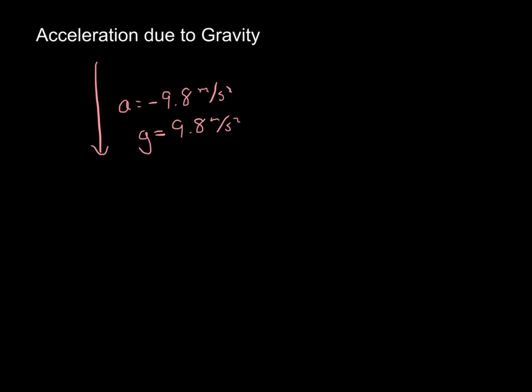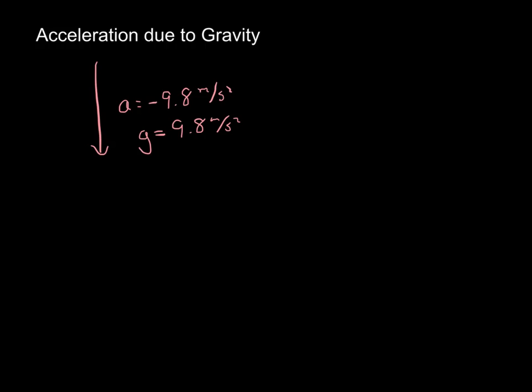We usually define g as being positive 9.8 meters per second squared, but you have to keep in mind the situation, right? If we're falling and your reference frame is that down is negative, you're going to plug it in as a negative 9.8 meters per second squared because we're moving towards that direction.